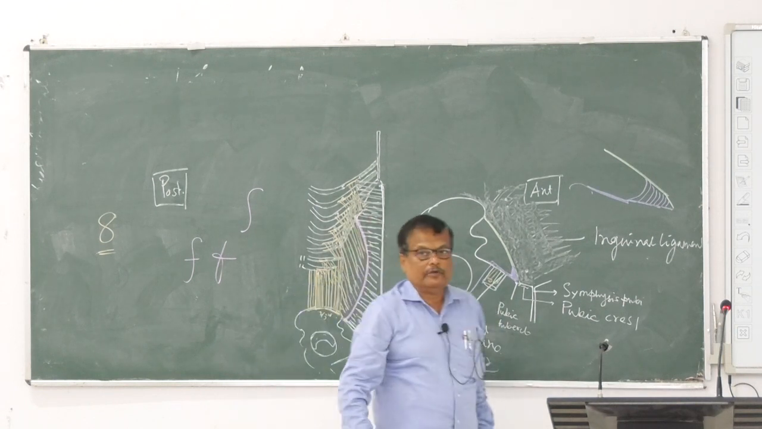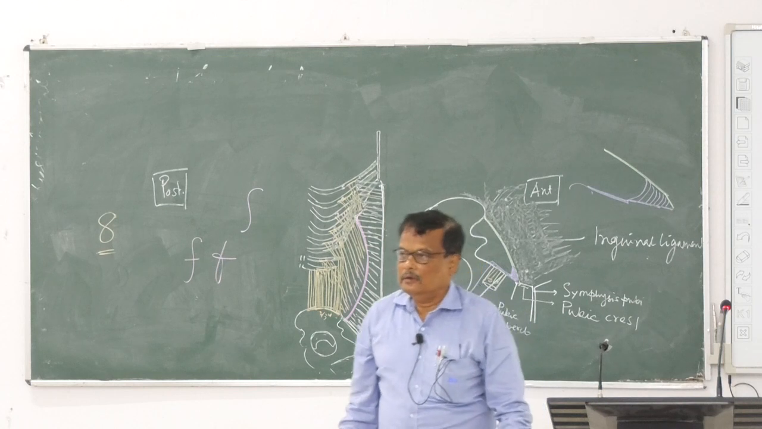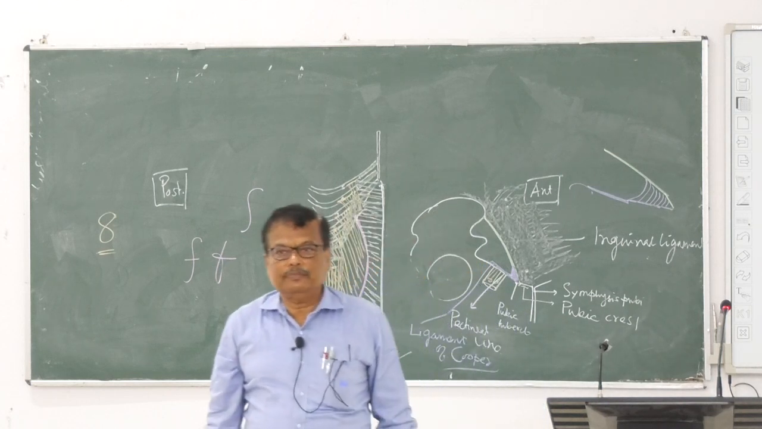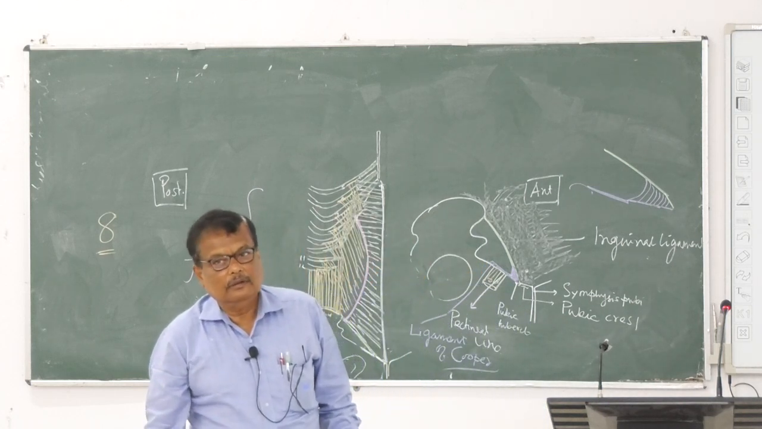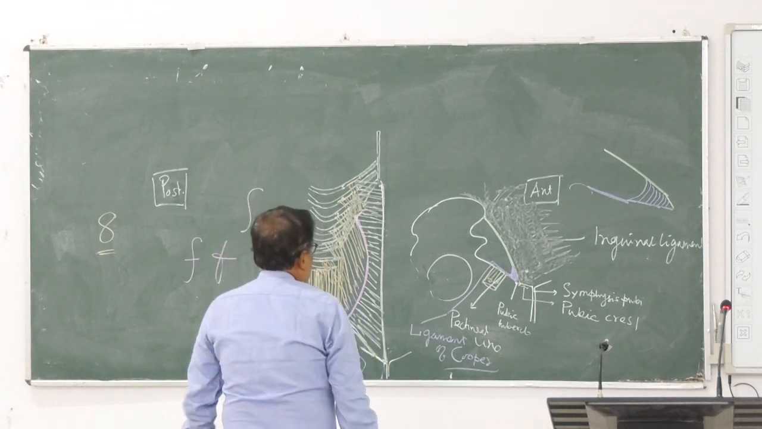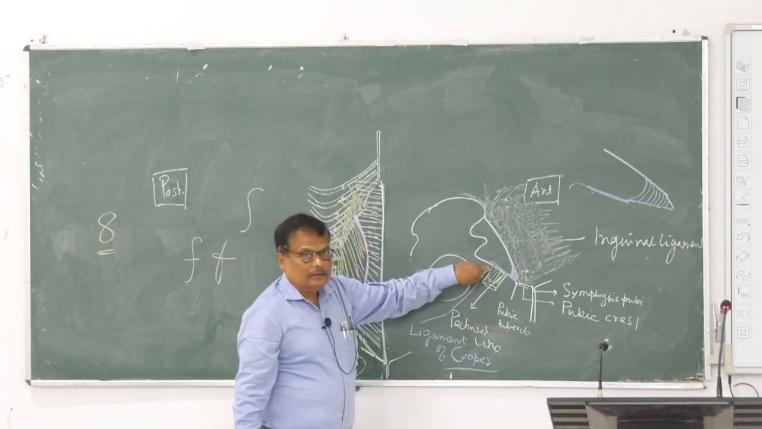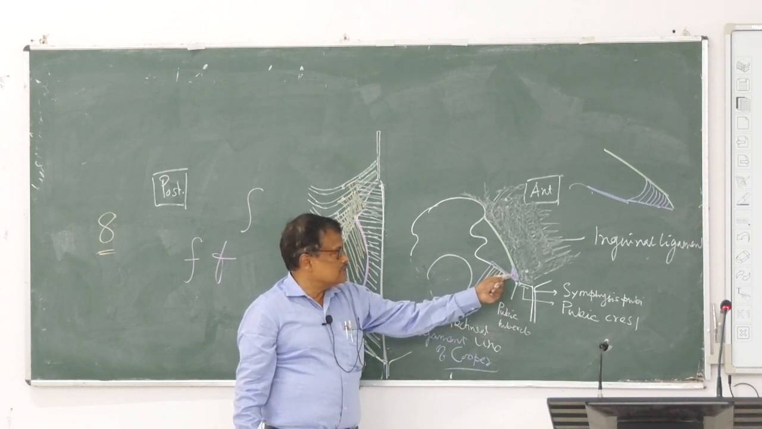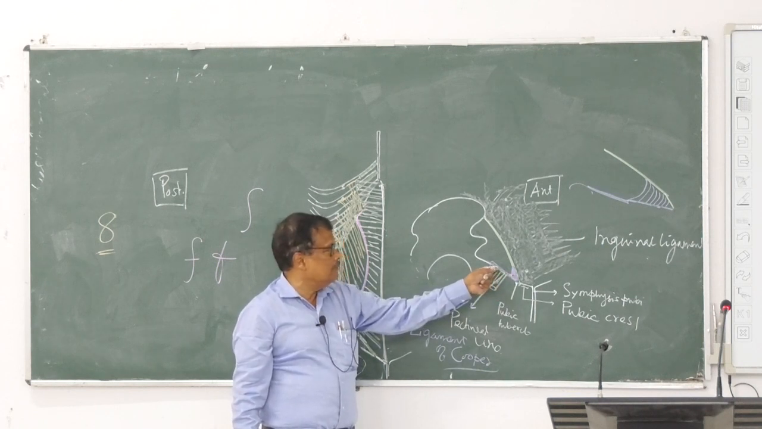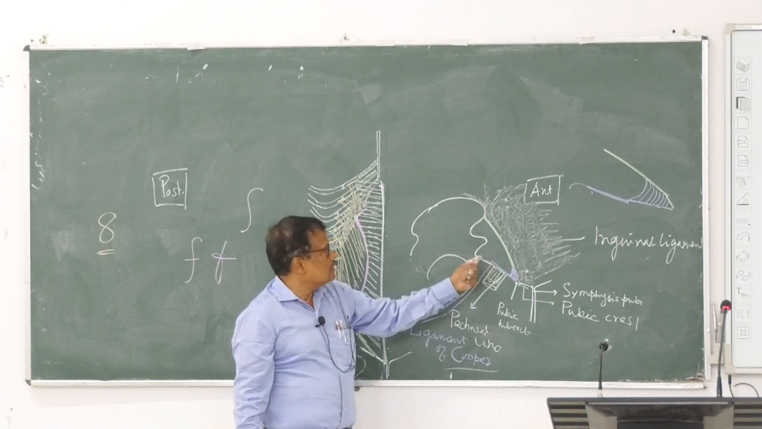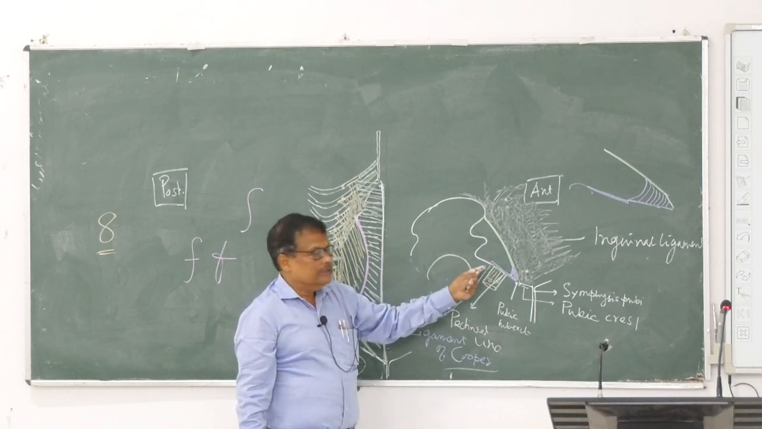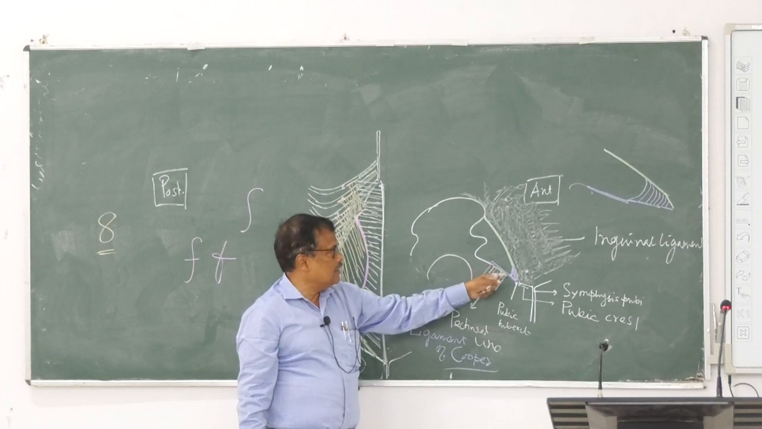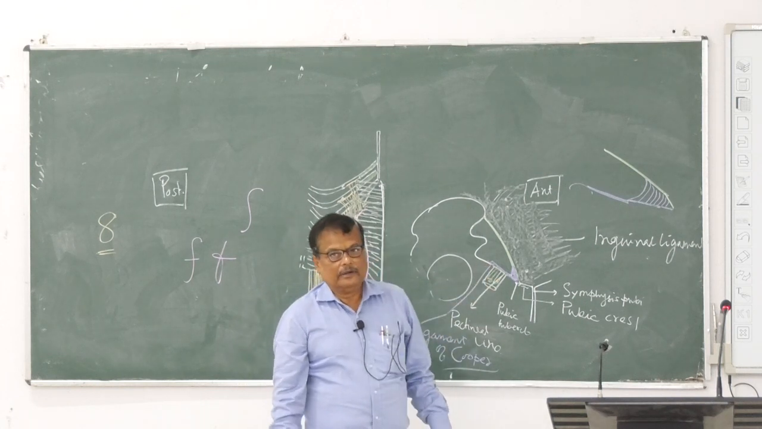This is also a derivative of the inguinal ligament. Ligament of Cooper. This is the pectineal line. Of the medial part of the pectineal line, the lacunar ligament and some of the lower fibers of the lacunar ligament proceed further towards the ilium, the iliopubic eminence, and they form the pectineal ligament.